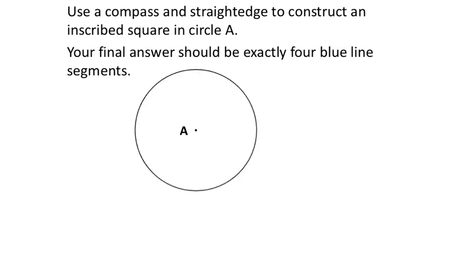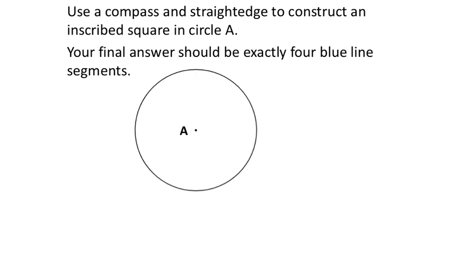All right, for this last one, we're going to use a compass and straight edge to construct an inscribed square in circle A. So we already did a hexagon, right? That was just a six-sided shape. Now we need a four-sided shape instead. So we can use some of the same points that we did for the hexagon, but what we're going to do is cut some of those in half, and then we can connect them with other points in order to make the square. And we'll make the final parts of it blue line segments.